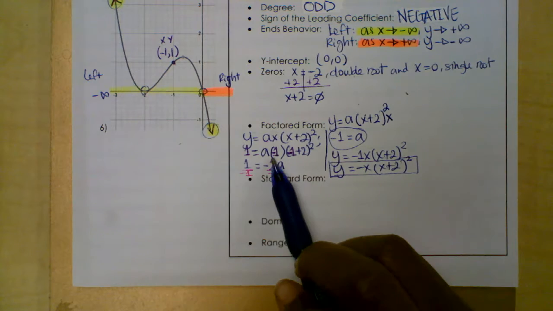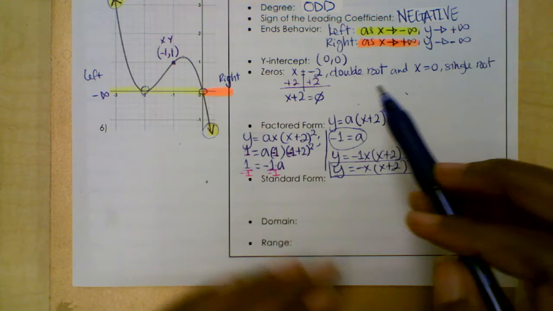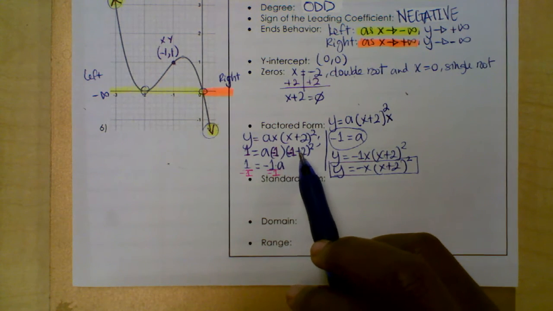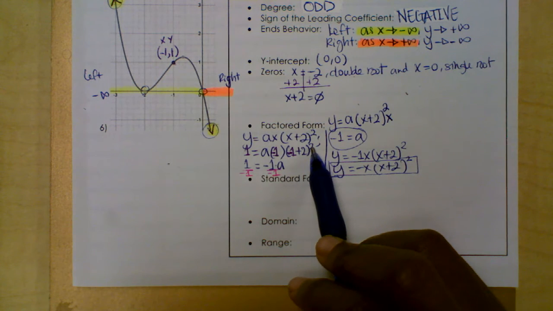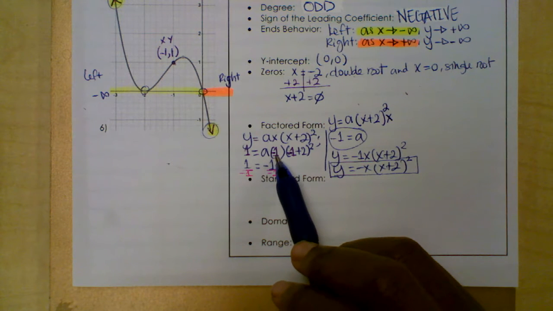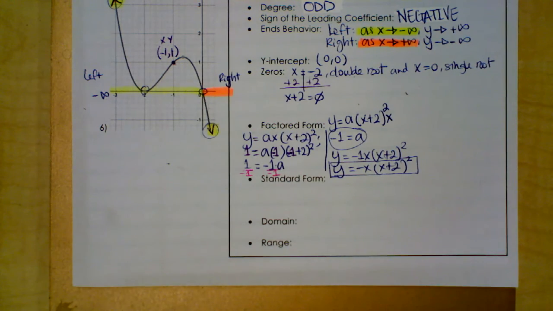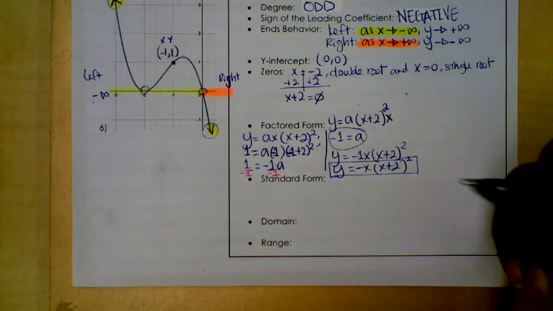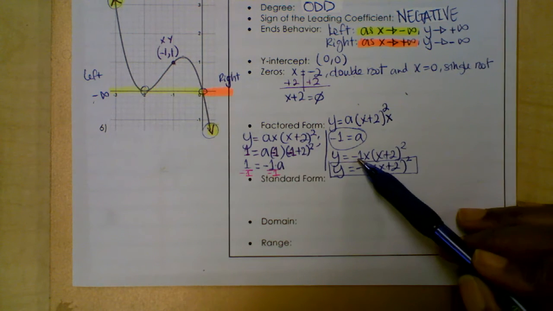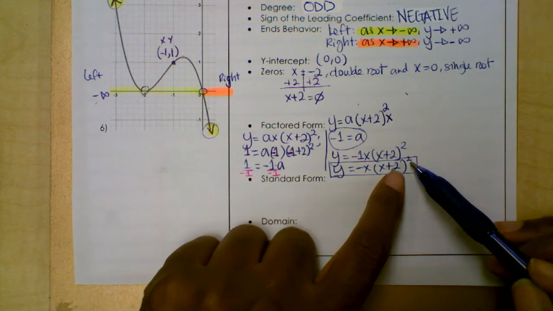Okay, so what I did here, I replaced y with +1 and x with -1. After doing this, I multiply: -1 plus 2 is +1, and you square it, you get +1. And +1 times -1 is -1, times a is going to be -1a. And I want to solve for a, so I'm going to divide by -1 on both sides. Then I can now replace my a with -1. That's what I did here. And then -1 times x, which is going to be -x, times (x plus 2) everything squared.